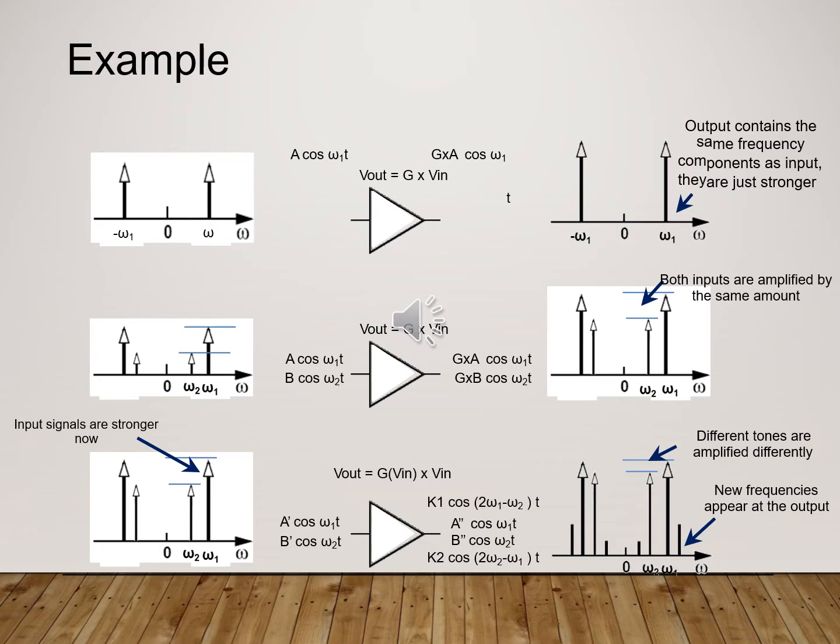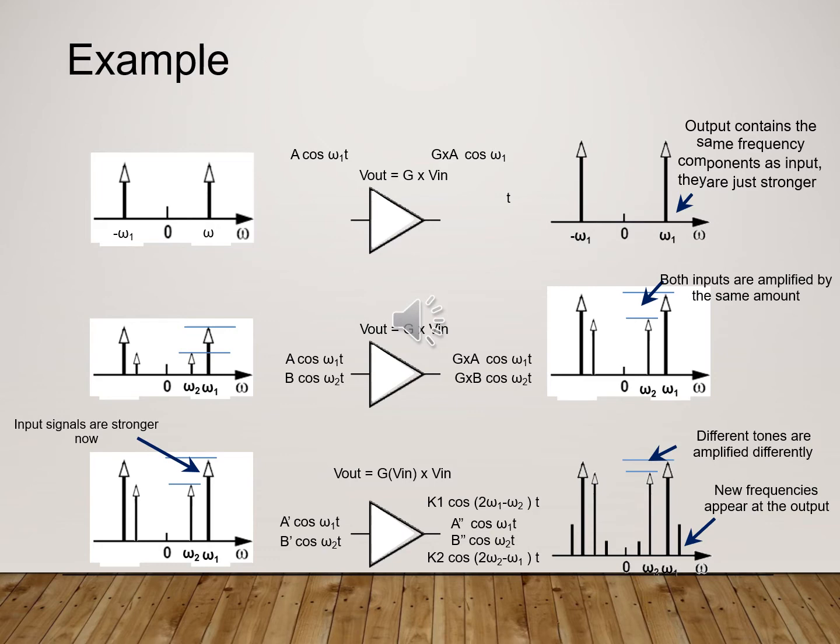Now, if we have two tones like A cosine omega 1 of t plus B cosine omega 2 of t as an input, the output will be the gain multiplied with the inputs. So both inputs are amplified by the same amount.